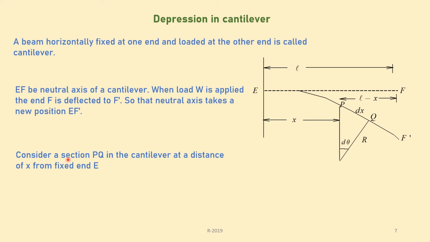Let us consider a section PQ in the cantilever at a distance x from the fixed end. From the fixed end at a distance x, let us consider a small section PQ of length dx. Now the moment of force at this section due to the load W at the free end can be expressed as W into L minus X. Moment of force is nothing but torque, and torque is force into perpendicular distance. So W into L minus X.